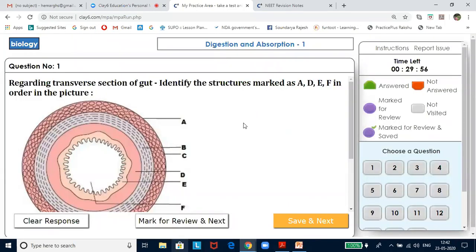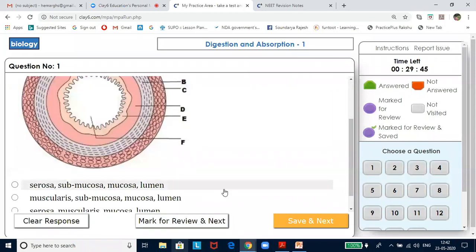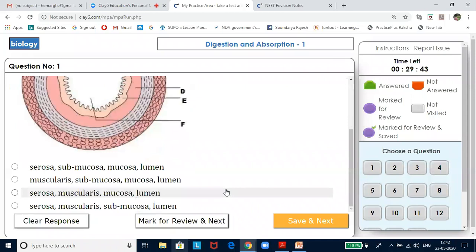Regarding the transverse section of gut, identify the structures marked as A, D, E, and F. So this is going to be serosa, submucosa, mucosa, and lumen. So it is A.